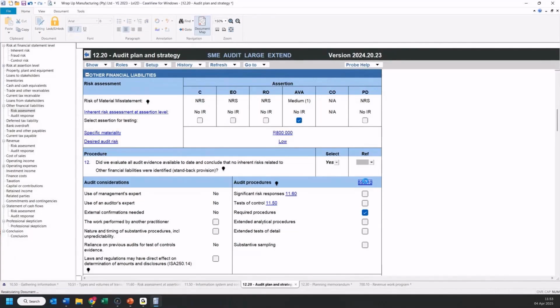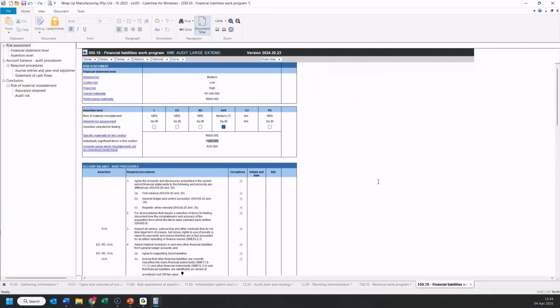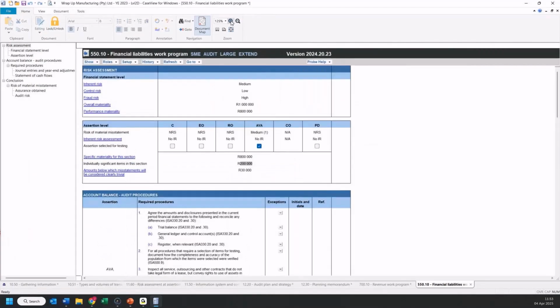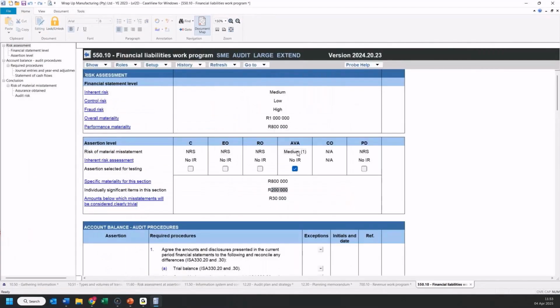Let's go have a look at the work program. Work program 55010. Give it a moment to open up. It runs those scripts to tell it you now want to have selected assertion work for ABA. So again, it gives me that summary to say there's no risks. You only selected the ABA assertion, and so you will see the required procedures only for ABA.